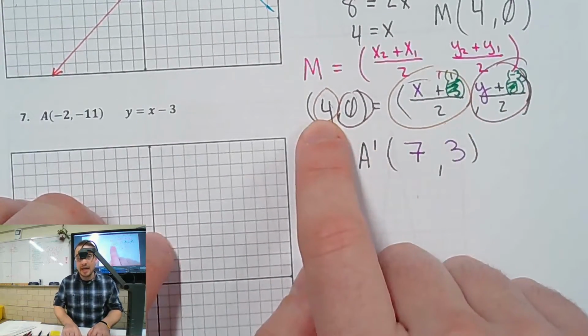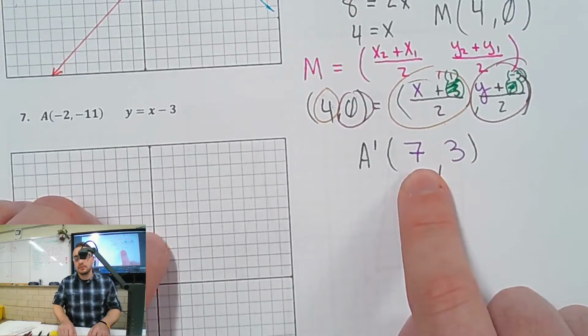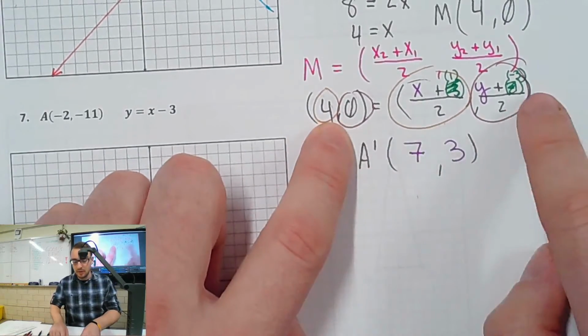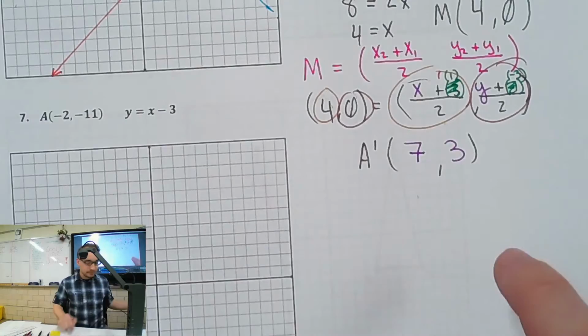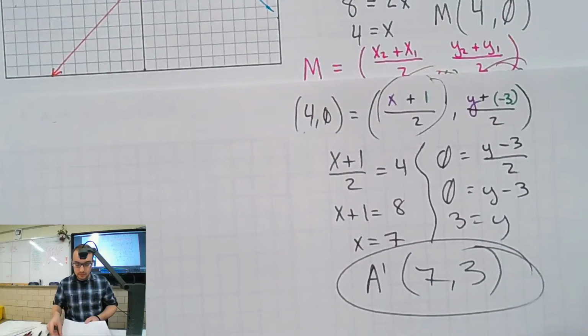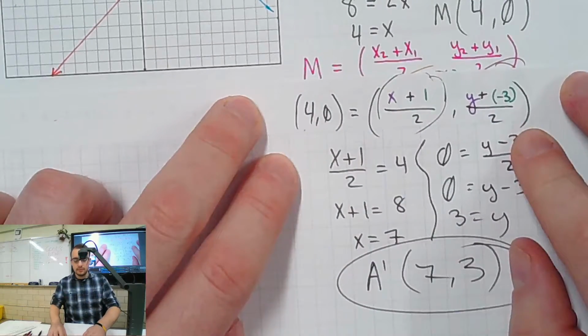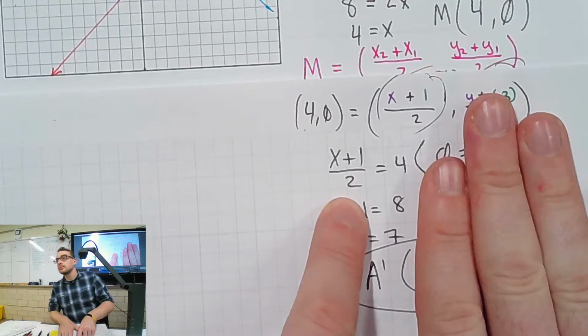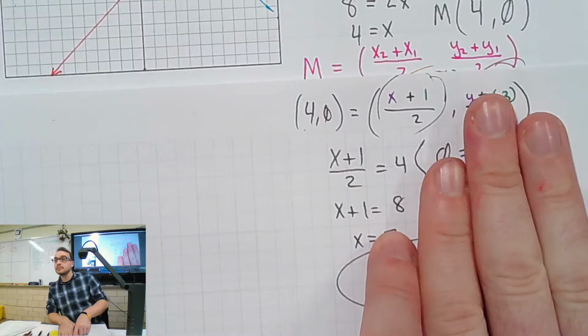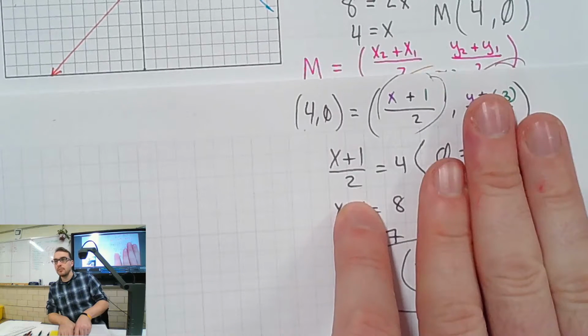Times by 2, get 8. Subtract 1, get 7. Times by 2, get 0. Add 3, get 3. Is the last step what's tricking you? Yeah. This equals 4. So I write that. Times by 2, I get 8. Is that where it's tripping you up?